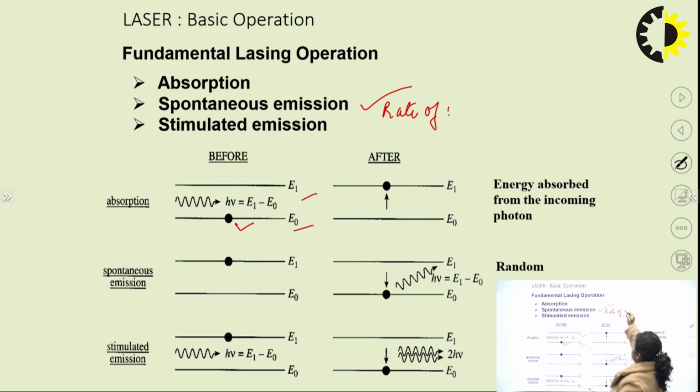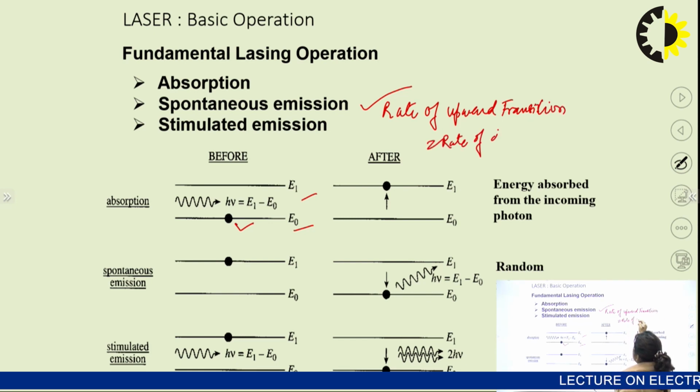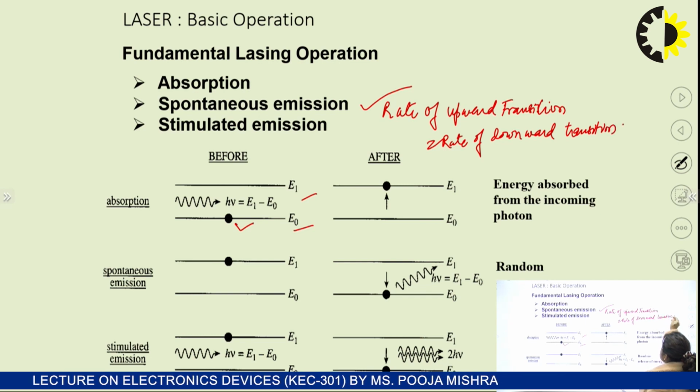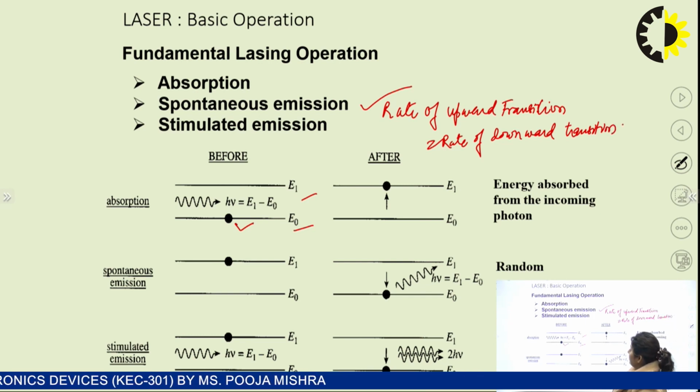So rate of upward transition is equivalent to rate of downward transition in the case of lasers.